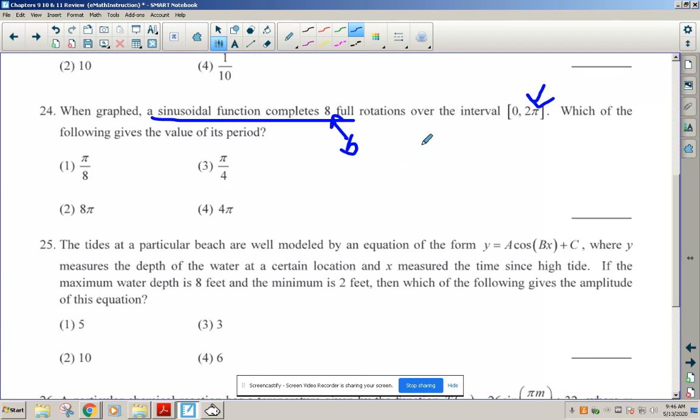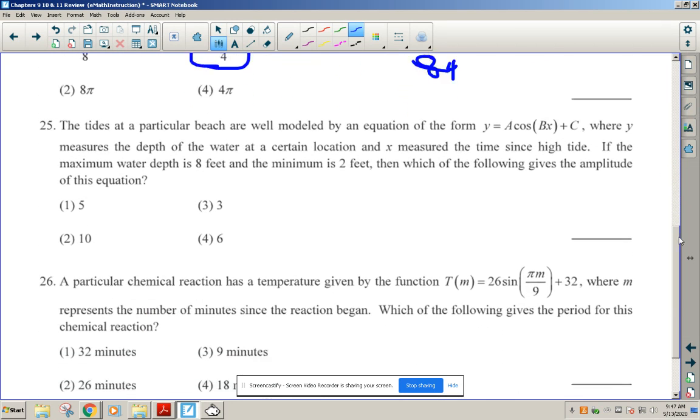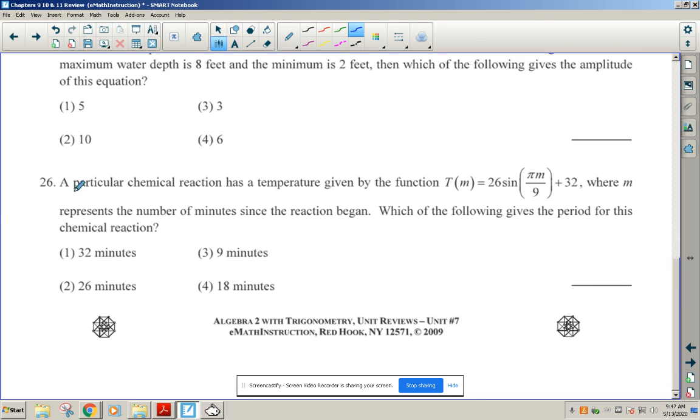So what would be the period? Well, same formula, 2 pi divided by 8. And this would reduce to 1 over 4. So in pi over 4, you would have a full rotation. So that would be 45 degrees. So instead of taking 360 degrees for a full rotation, you have a full rotation of 45 degrees. That's pretty fast. All right, number 26.